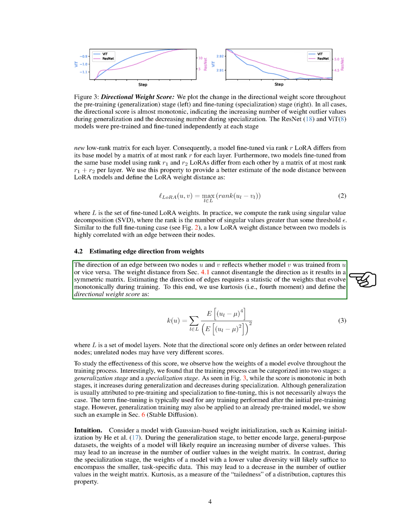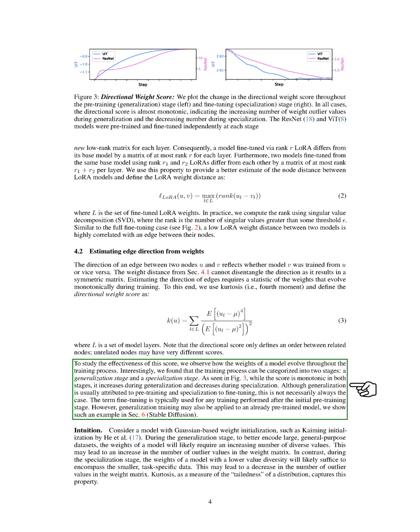To determine the direction of edges between nodes, we introduce a directional weight score based on kurtosis of the model weights. This score helps in identifying the training stage, generalization or specialization, of the models. By studying how the weights evolve during training, we observe distinct patterns in the generalization and specialization stages. The directional weight score provides insight into the relationship between nodes in the model graph, indicating the direction of training between related models.